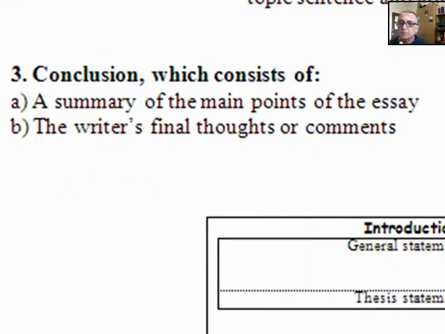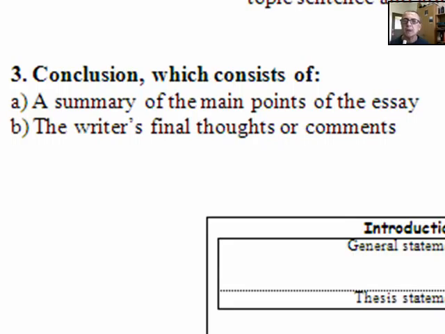Then we come to the conclusion. Now, the conclusion consists of 2 parts. Firstly, a summary of the main points of the essay. Well, perhaps not so much a summary, but a restatement of the thesis statement. So the last sentence of the introduction is the thesis statement, and the first sentence of the conclusion is a restatement of the thesis statement.